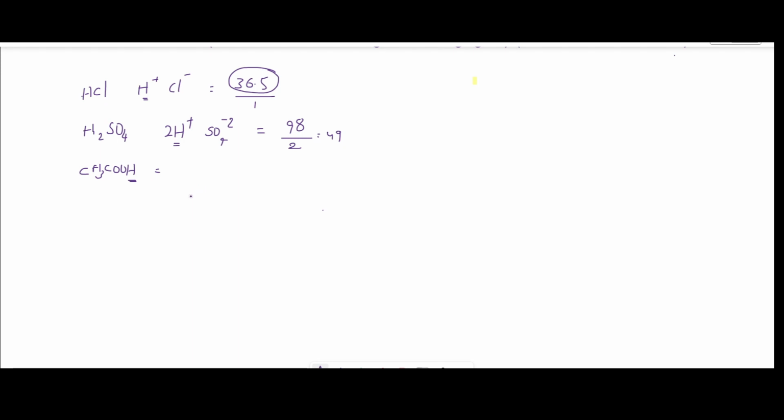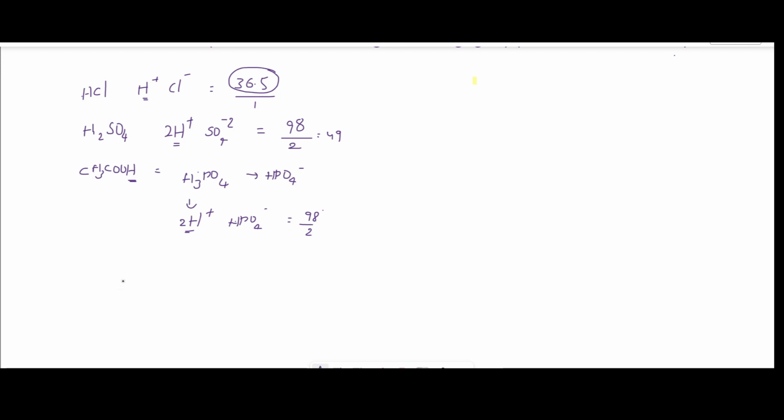Suppose for H3PO4, when it is reduced to HPO4 minus, that means it is dissociated into 2H plus and HPO4 minus. In this, how many replaceable H plus ions do we have? 2. So H3PO4 molecular mass divided by 2 for the equivalent mass. That is also 98 by 2.